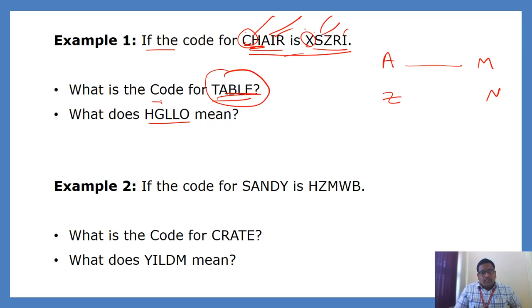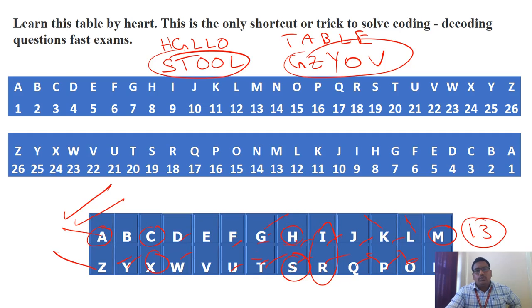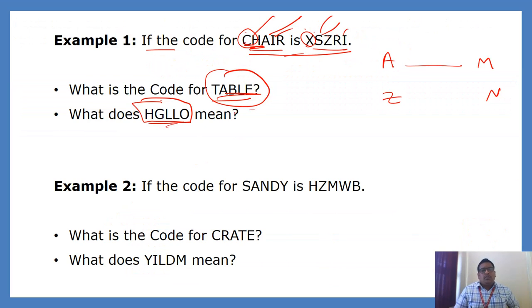Next. So one more question they have given, HGLLO. Let me write it down here for better understanding. HGLLO. Now try to see what it is. H is S, G means T, L means O. Again L is O, O is L. So HGLLO stands for STOOL. So these are the two answers for it. They have given one more question. Let's see whether that follows the same rule or not.